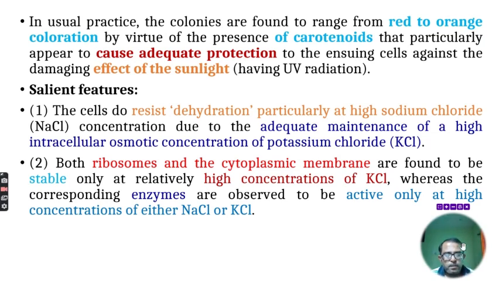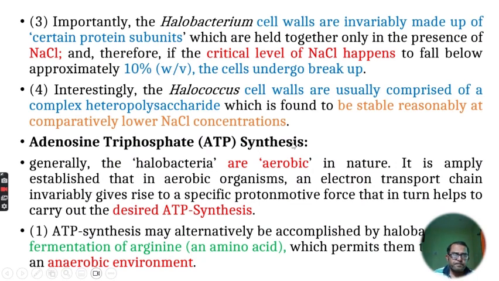So dehydration is resisted by this bacteria by maintaining this potassium chloride concentration. The ribosomes and the cytoplasmic membrane are only present there when the concentration of potassium chloride is high. Similarly, the enzymes which are there in this bacteria only function when there is a presence of high concentration of sodium chloride or potassium chloride. Otherwise, these enzymes will not function.